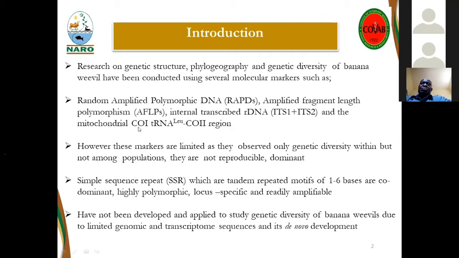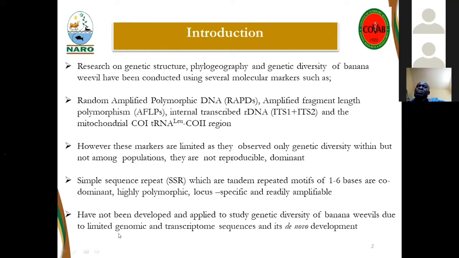So it was key for us to develop SSR markers. SSR markers are basically tandem repeat motifs of 1 to 6 base pairs. And these markers are codominant, meaning you can find them in the next progeny. Highly polymorphic, meaning the differences are many and they are abundantly found across the genome. And then they are readily amplifiable. You can easily amplify them in the lab compared to AFLPs where you need restriction enzymes and adapters. That is quite costly. This is quite cheap in terms of running an assay. You only need the primer, and that is it.